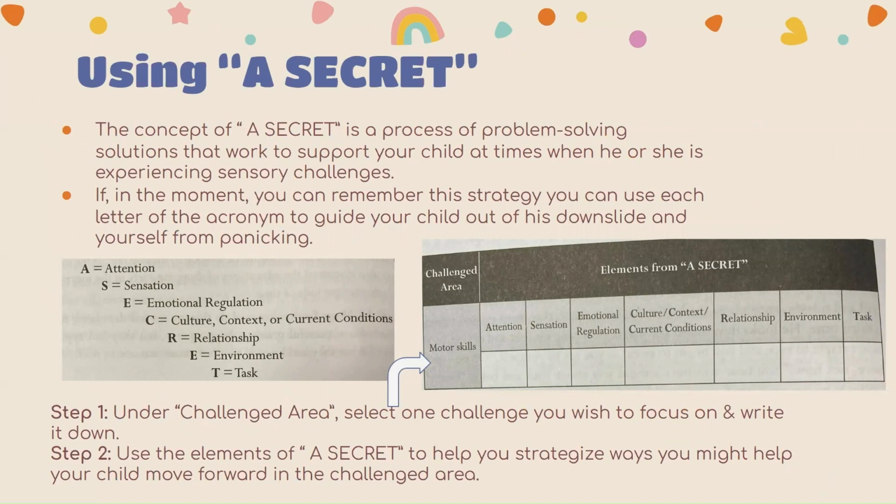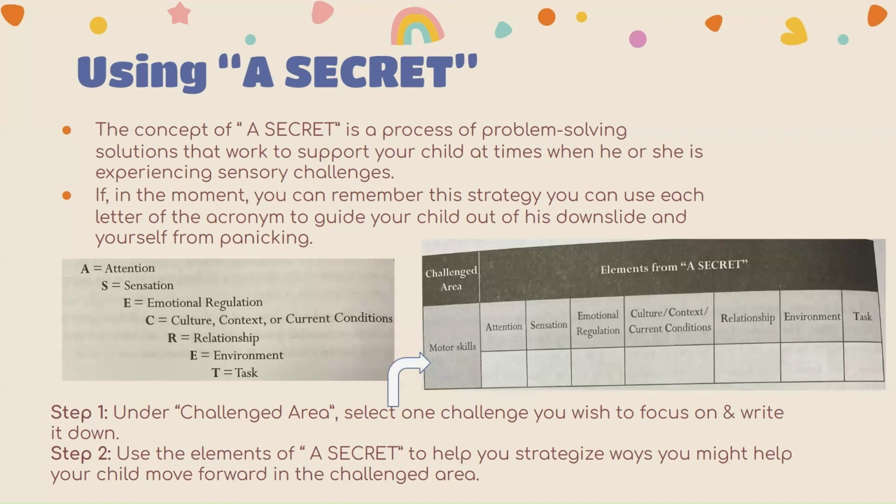If in the moment you can remember the strategy, you can use each letter of the acronym to guide your child out of his downslide and yourself from panicking. A stands for attention, S, sensation, E, emotional regulation, C, culture, context, or current conditions, R, relationships, E, environment, and T, tasks.